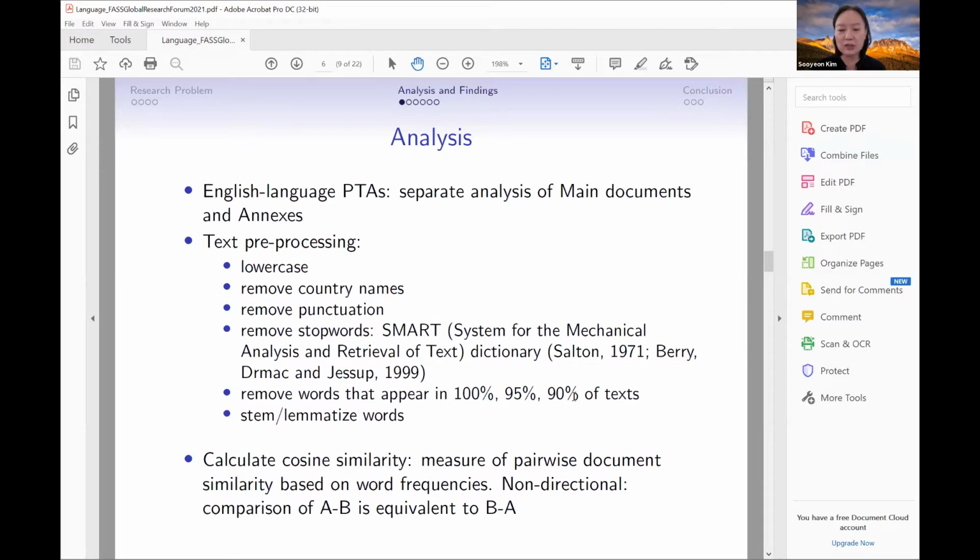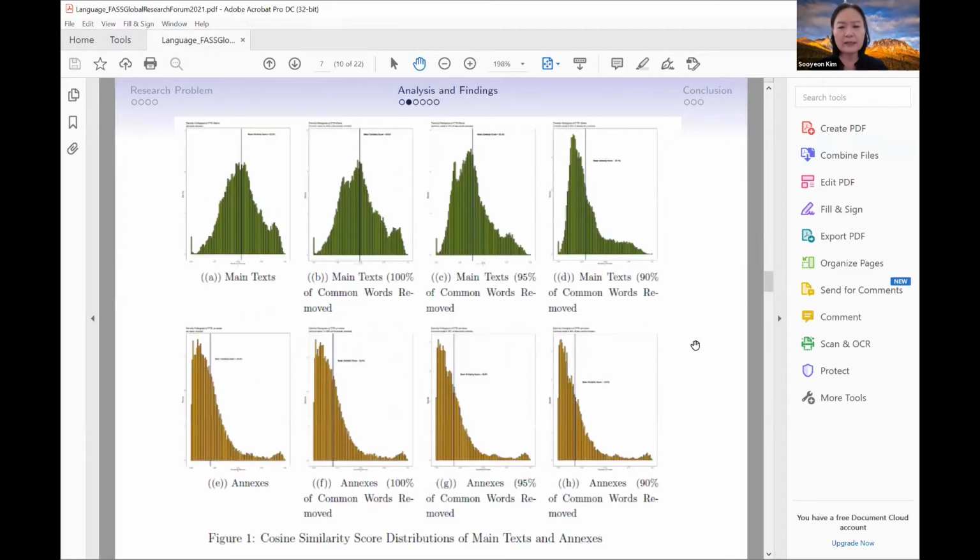The text similarity measure we chose was cosine similarity, a measure of pairwise document similarity based on word frequencies. It is also non-directional, in that the comparison of document A with document B is the same as document B with document A. I'm probably going a little fast, so I'm going to slow down a little bit while I present the results.